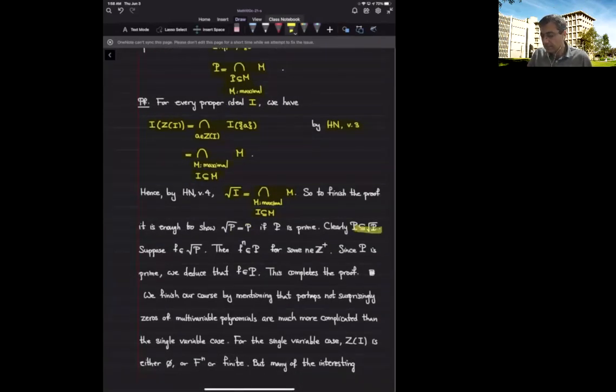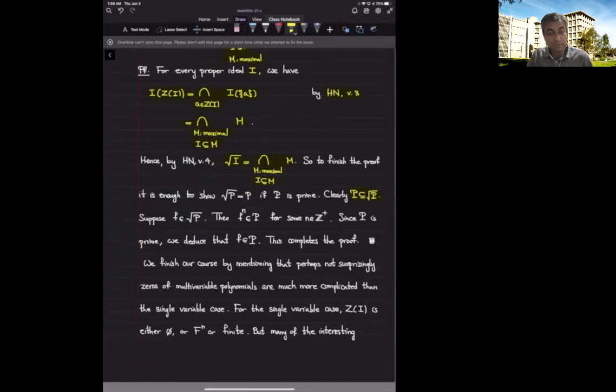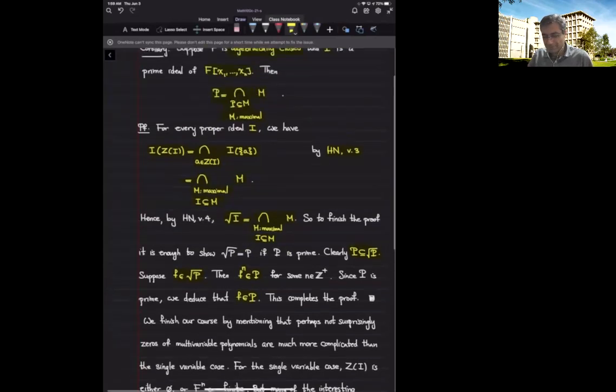So clearly P is a subset of its radical. Every ideal is a subset of its radical. Now we show the other way around. So suppose F is inside the radical. What does that mean? It means F to the n, for some positive integer n, belongs to the prime ideal P. But remember, prime ideal means if a product of elements belongs to P, then one of them should be inside P. So if F to the n is inside P, I write this as F times F times F times F times F. So one of them should be inside P. That means F should be inside P. So that implies that the radical of P is equal to P, and that completes the proof of this corollary.